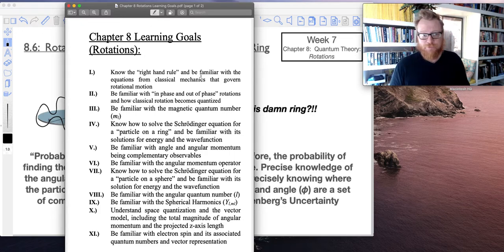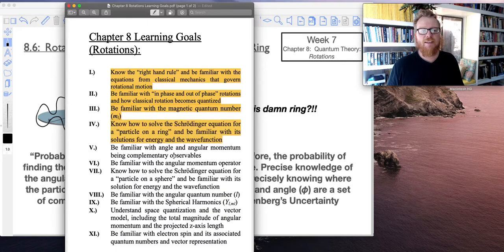Know the right-hand rule and be familiar with the equations from classical mechanics that govern rotational motion. That's what we went over in lecture 1. Be familiar with in-phase and out-of-phase rotations and how classical rotation becomes quantized. Be familiar with the magnetic quantum number, ML. Know how to solve the Schrodinger equation for a particle on a ring. And this last bit, be familiar with angle and angular momentum being complementary observables.